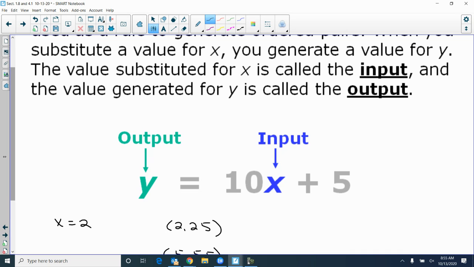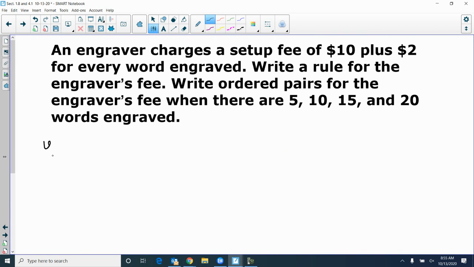I put y equals 2w plus 10. She says y equals 2w plus 10. Okay, and the w stands for what? Every word. The 10 stands for that amount. Now, since we're just talking about x and y, I agree with this 100%, but I'm just going to replace the w with an x, just so that we use that. So go ahead and write that down: y equals 2x plus 10. That is your rule for the engraver's fee.